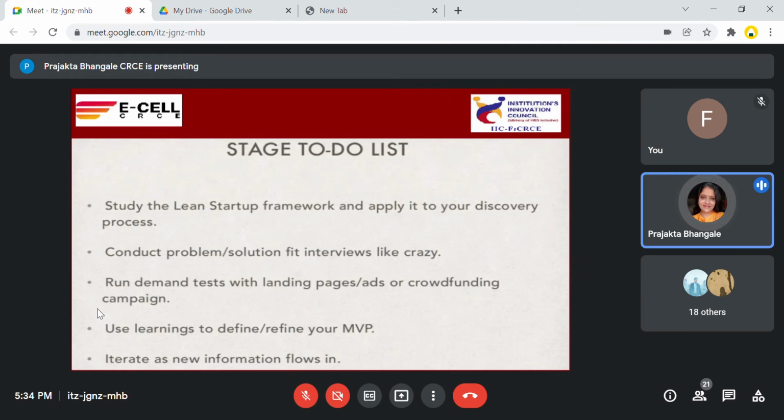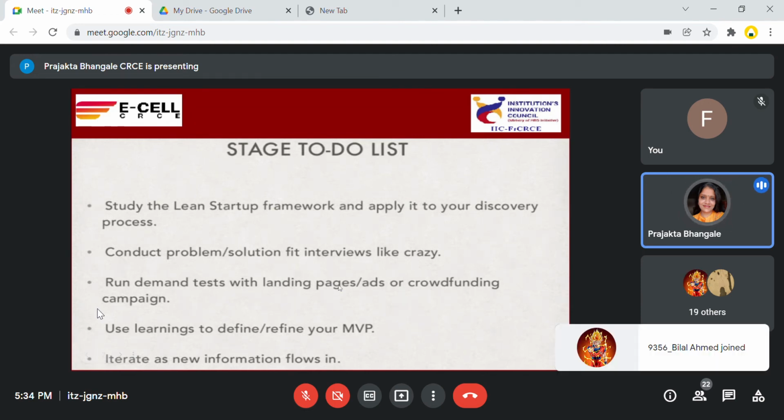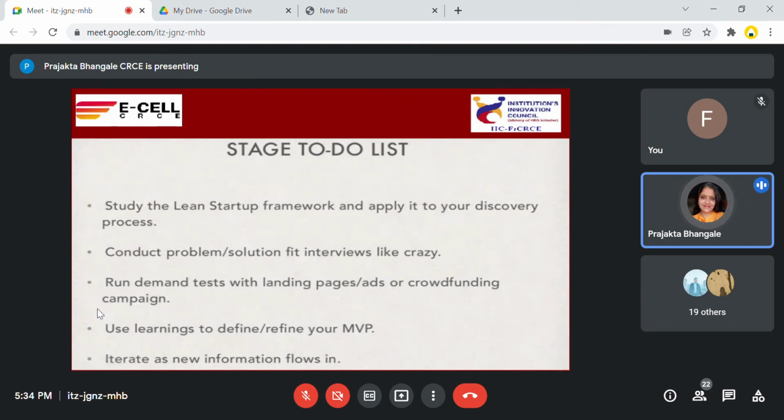So in this case, run the demand test with landing pages, ads, or a crowdfunding campaign. Whatever things are there, you have to provide the ads and everything, and the crowdfunding campaign should be done so that there will be publicity and there will be multiple things, or maybe some investors will also be available for your particular thing. Okay.